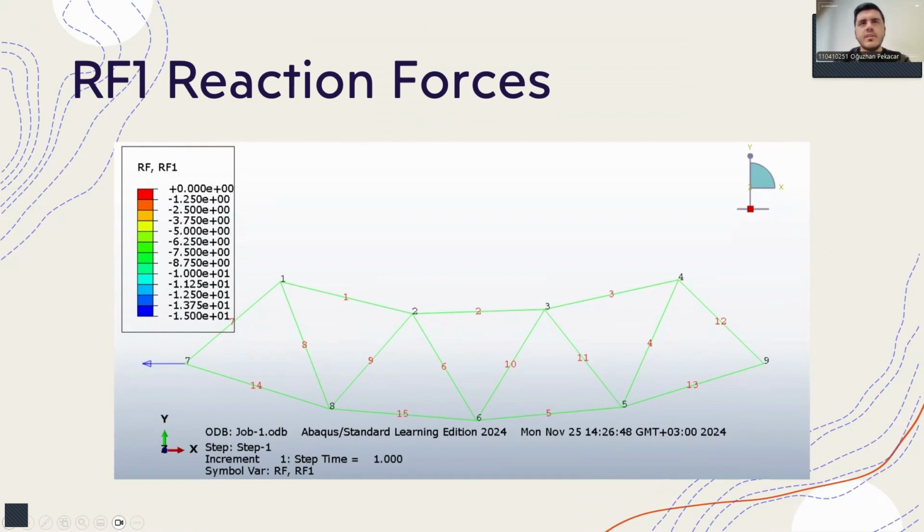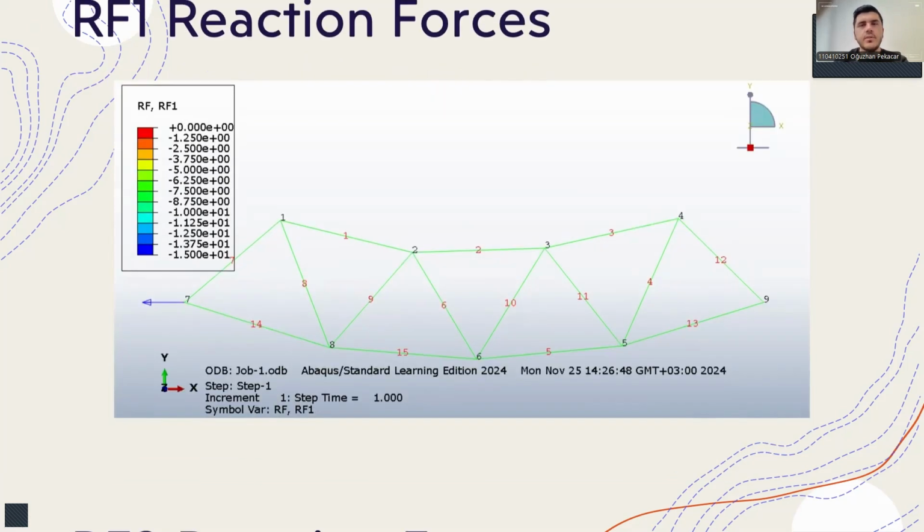Now I will talk about the RF1 reaction force. This slide illustrates the RF1 reaction force at the support points of the truss system. The color-coded legend on the left represents the magnitude of the reaction force, with red indicating higher magnitudes and blue indicating lower ones. It's the X direction.